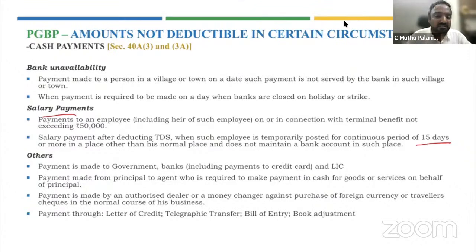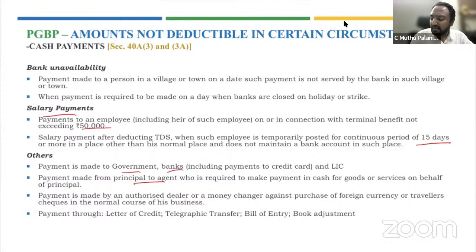In case the employee has passed away, whatever settlement is being paid, up to 50,000, that is not exceeding 50,000, will be treated as okay. There is no issue. If it is paid above 50,000, it is not allowed. So this is what we have to keep in mind. And other than this, payment to any government or banks is also covered. Payment made from principal to agent is also covered. What is principal and agent? Distributor, dealer, or something like that. Principal and agent is also covered.